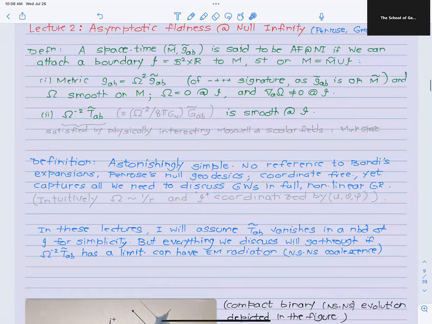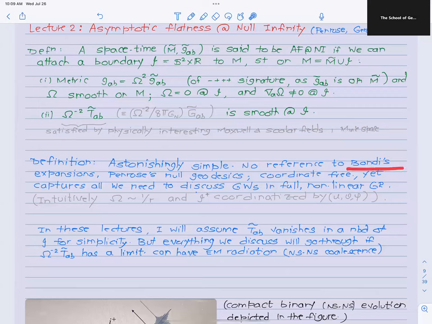Now, this definition is astonishingly simple. Those of you who are familiar with the historical development of the field will recall that in Penrose's notion of asymptotic simplicity, one had to look at all the geodesics, and scri was supposed to be the endpoint of all future directed geodesics. And then to accommodate black holes, you had to modify this definition, because some geodesics actually fall into the black hole. And therefore, it led to the notion of weakly asymptotically simple. We're not talking about geodesics at all. It is very surprising that we can still do everything we need to do.